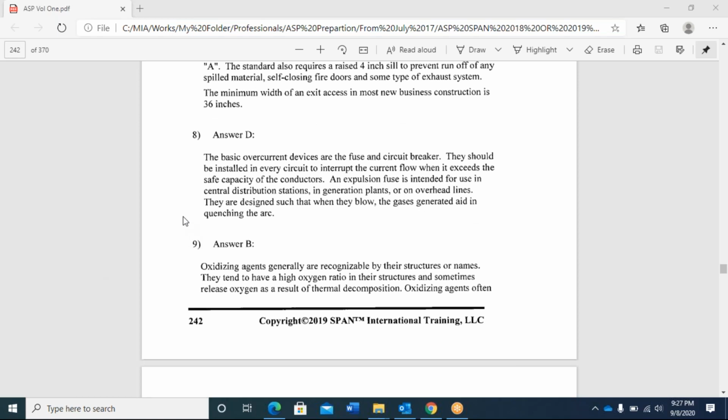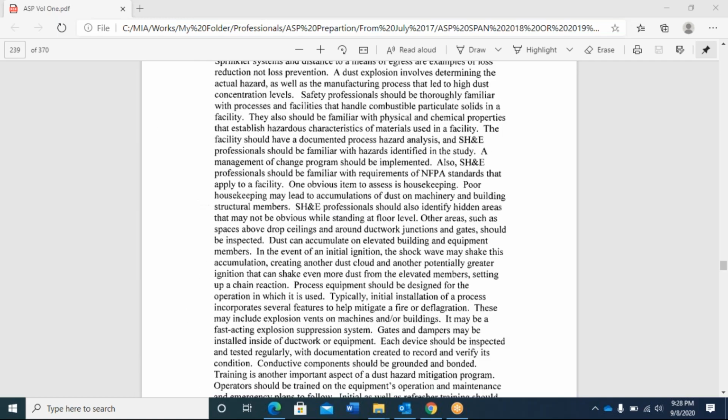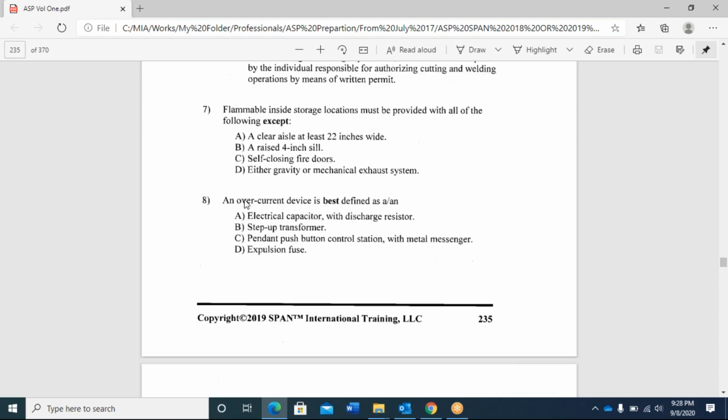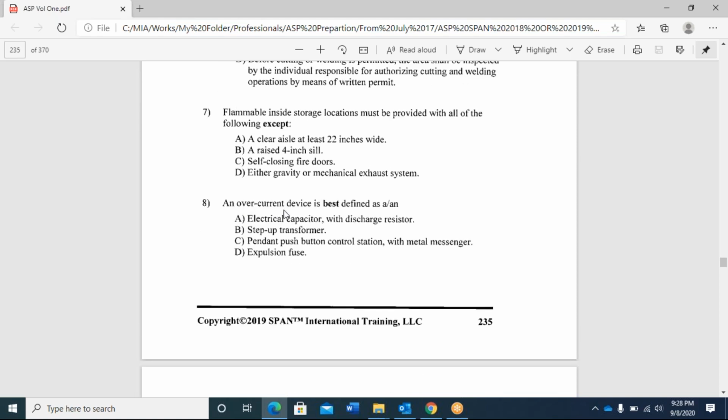Have you discussed question number 8? No, I didn't answer question number 8, but I don't know if somebody answered or not. Yes, it is assigned to somebody who is not present here. So basically, the basic overcurrent devices are a fuse and a circuit breaker. The question is about that. This device was my question. I think I forgot this.